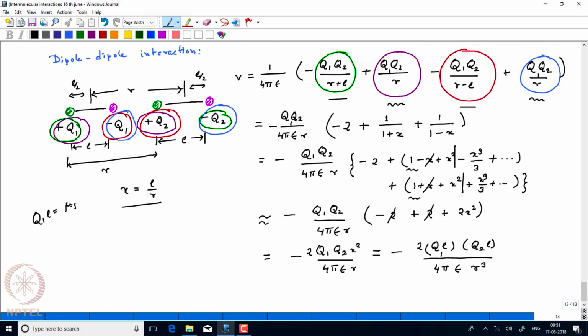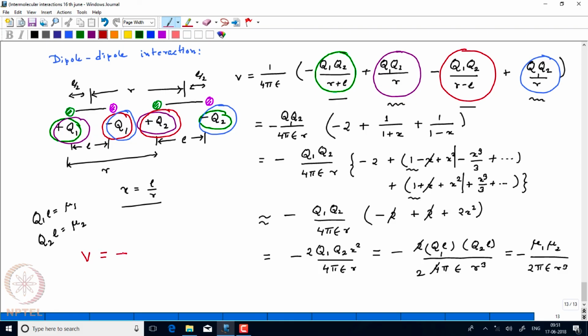And we know that q1 into L is basically the dipole moment, or the magnitude of the dipole moment for the first dipole. Similarly, q2 into L is basically the magnitude of the second dipole. So overall, what we are getting is mu1 mu2 with a negative sign, and this 2 gets cancelled with this 2 to give me 2 overall, and 2 pi epsilon r cube. So thus we got the interaction potential for dipole-dipole interaction.